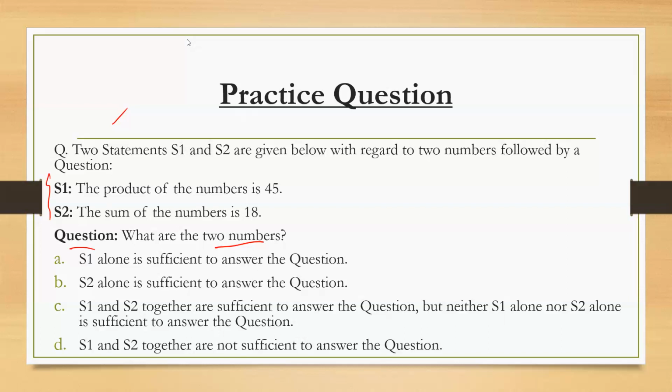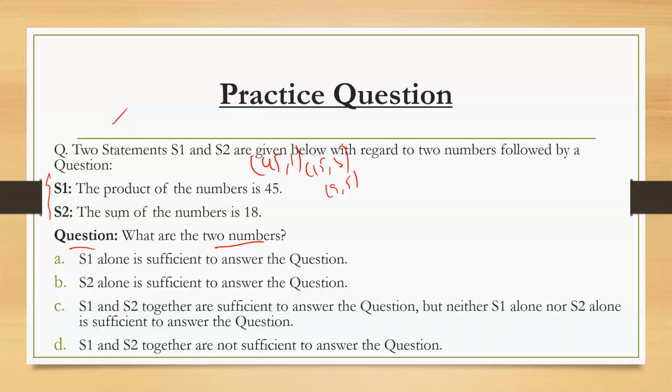Okay. So here, what are the numbers that you are getting? Again, same. When you are talking about the product of the numbers here, 45, multiple numbers can arise, right? So here it could be 45 and 1, it could be 15 and 3, it could be 9 and 5. So multiple numbers are possible.